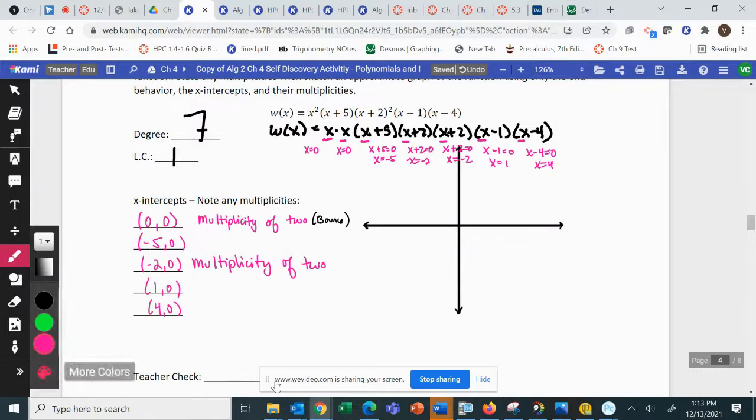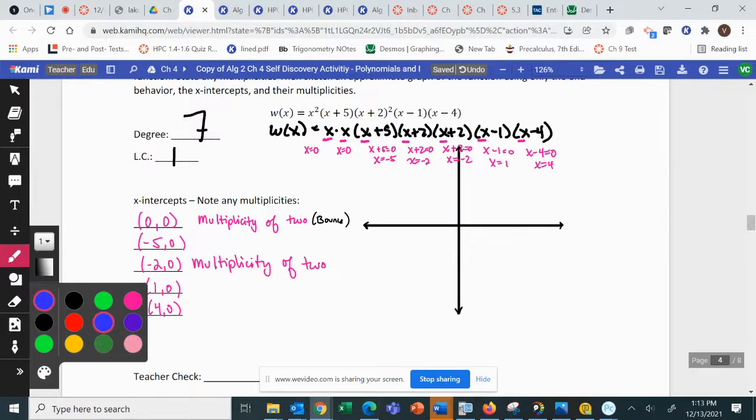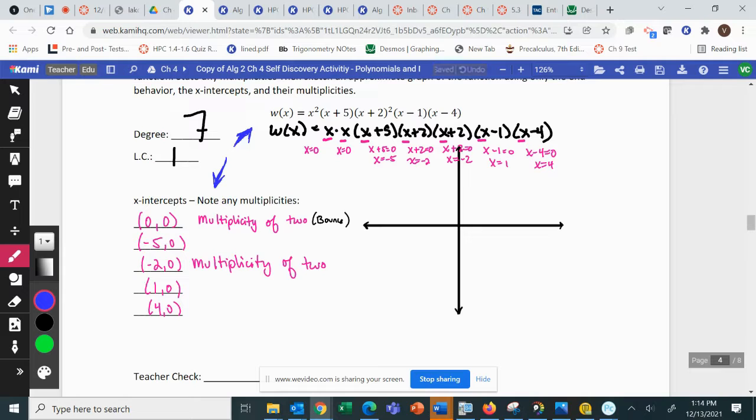So I didn't write down anything about end behavior, but it's a degree of 7. So what's a degree of 7? Tell me about end behavior. It's odd. So we've got down up. Since the leading coefficient is positive, down up. If it was negative, it would be flipped. So I've got x-intercepts at 0, -5, -2, 1, and 4. And I know that the end behavior is down up.